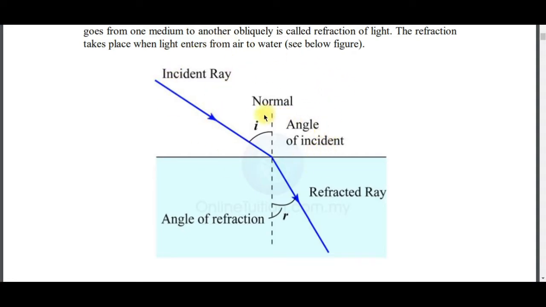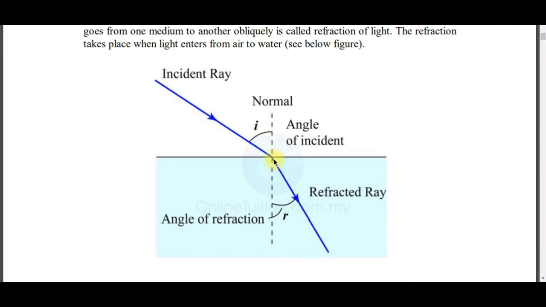Here in the white section we can see the air medium, and in the blue section we see the water medium. The incident ray is coming and will touch this line, which is the differentiation between air and water. At the point where it enters the water, if we draw a normal to the surface differentiating air and water, the angle between the normal and the incident ray is the angle of incidence.